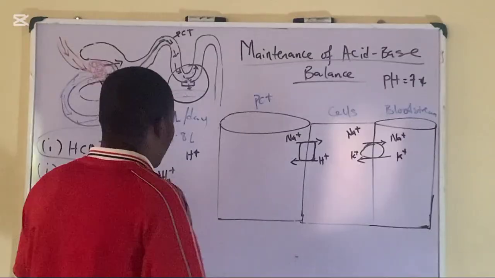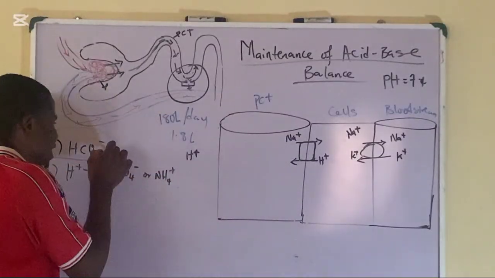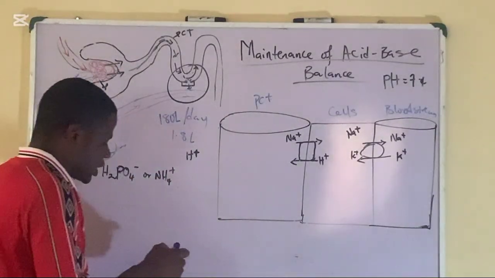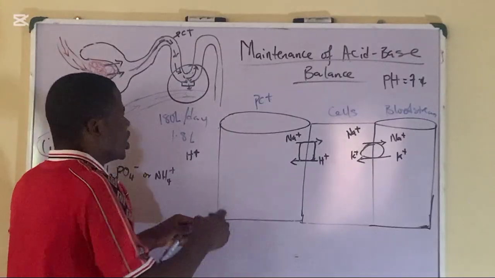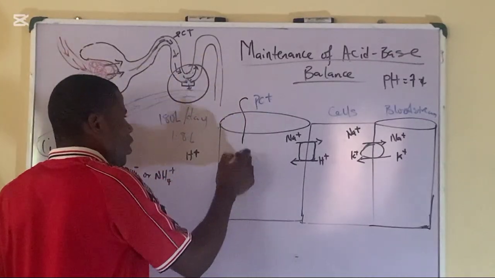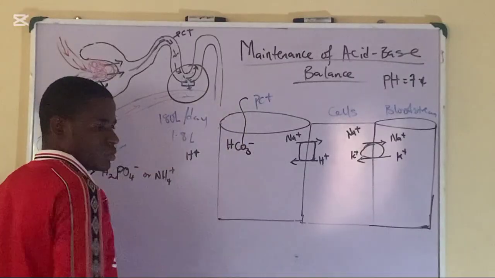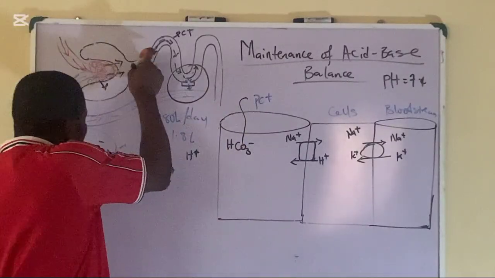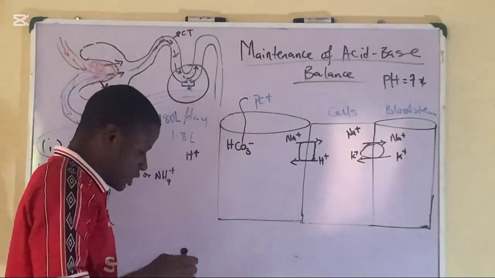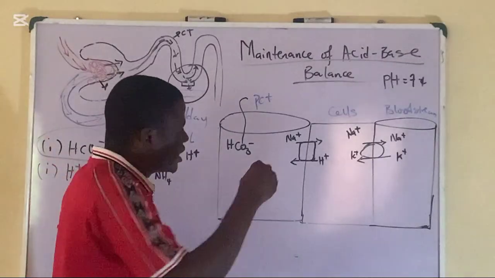Is that clear? Now, one of the things that helps in doing that is bicarbonate ion. How does that happen? Bicarbonate ion is one of those materials being filtered in the blood. One of the things that passes here is bicarbonate ion. And how does this now happen?